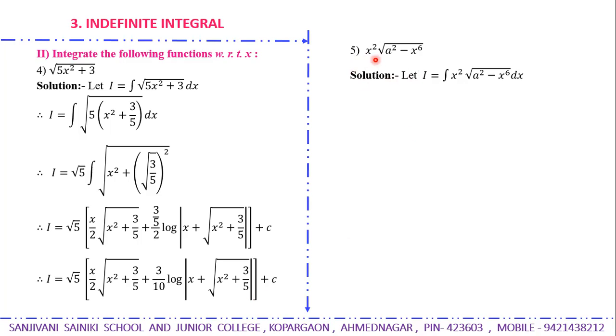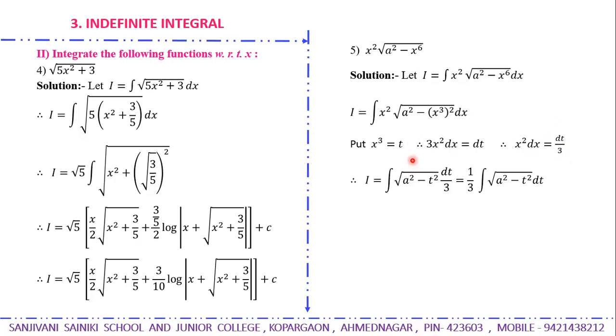Now look at this example: x square square root of a square minus x raised to 6. Now here I can write this x raised to 6 as x cube whole square. Then I will use the substitution x cube is equal to t, that is 3x square dx is dt, so x square dx is dt upon 3. So this x square dx both will be replaced by dt upon 3, and we will get root a square minus t square.